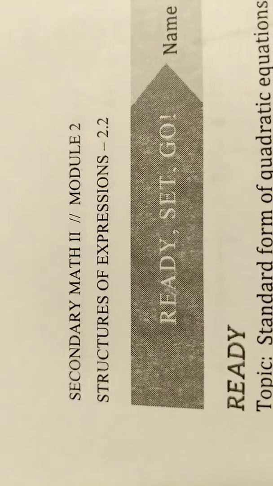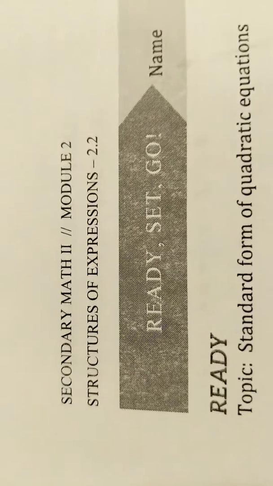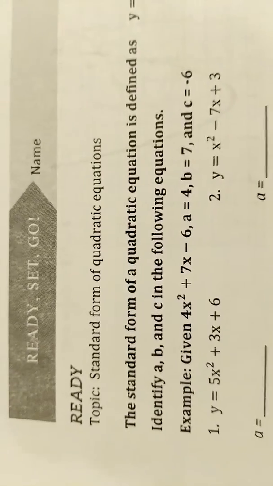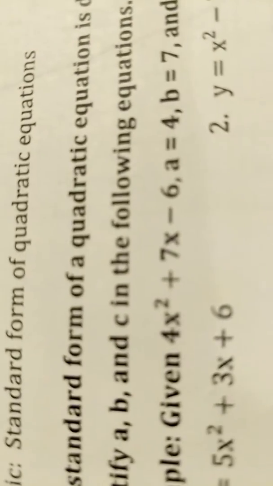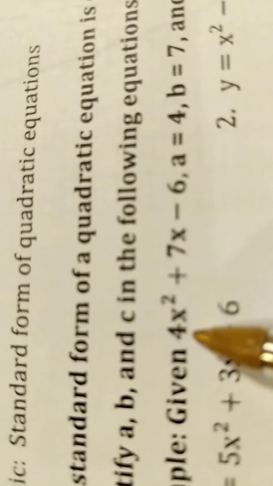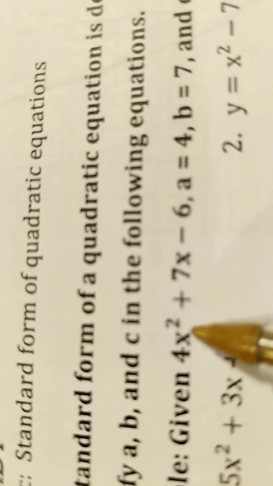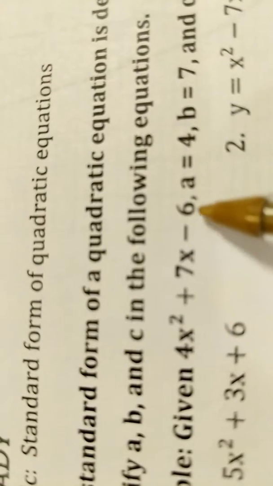2.2, ready, set, go. Here's an example. If someone gives you a trinomial expression, a quadratic, 4x squared plus 7x minus 6, well, we always know about this x squared, we always know about this x. There's always some number here.